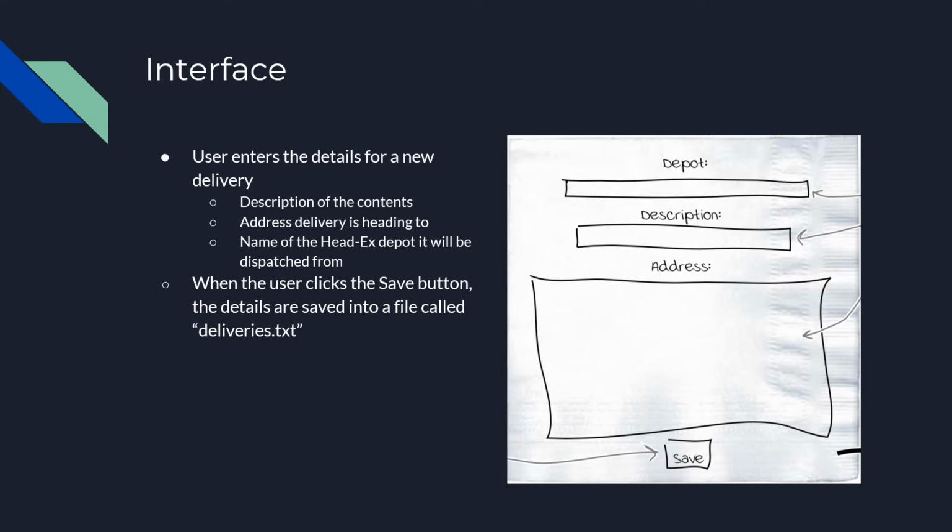In the interface, the user enters the details for a new delivery. The entered details include a description of the contents, the address that the delivery is heading to, and the name of the HEDX pod it will be dispatched from. When the user clicks the Save button, the details are saved into a file called deliveries.txt. When we are finished with making the GUI, it will look like the picture in the slide with the sections depot, description, and address, and also the Save button.